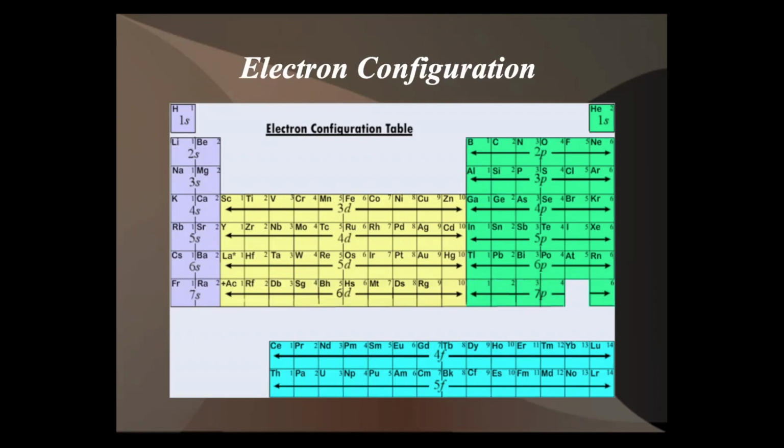Then what do we have? We have 5d. 5d10 is next. Then we have 6p. And all the other 6 numbers. And that now gives us the electrons we need for radon. That's now 86 electrons.